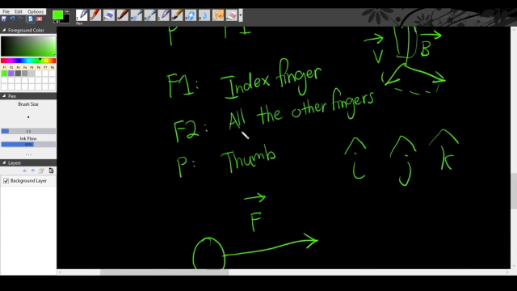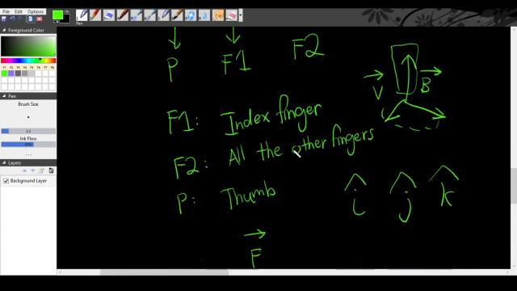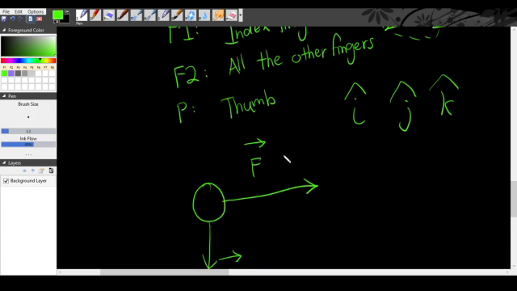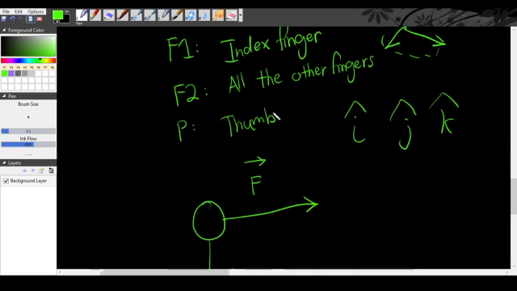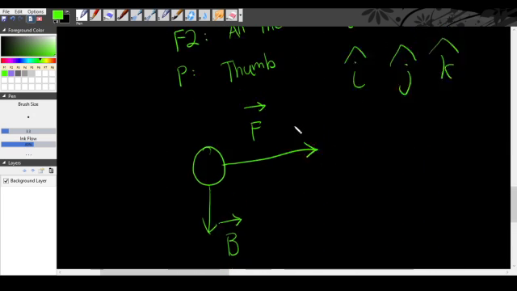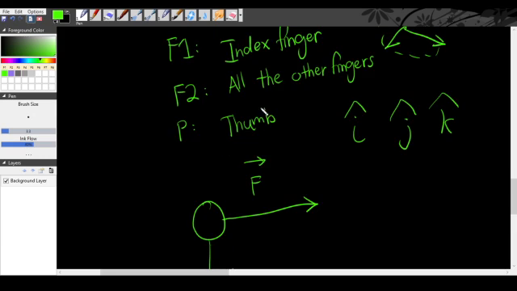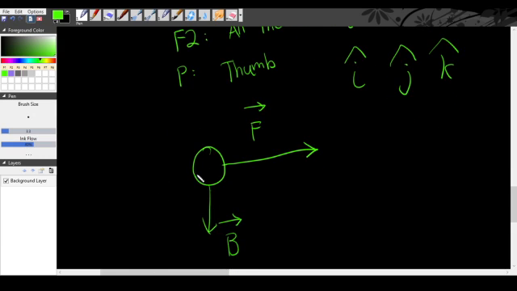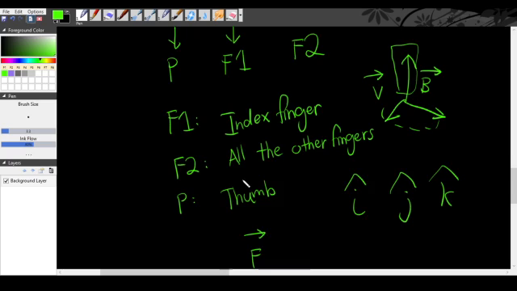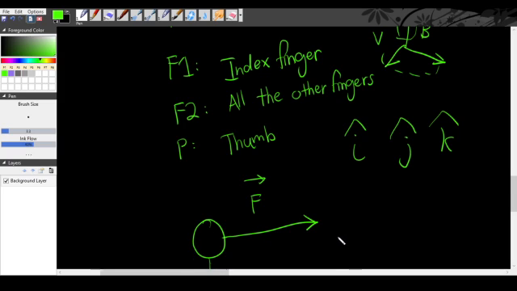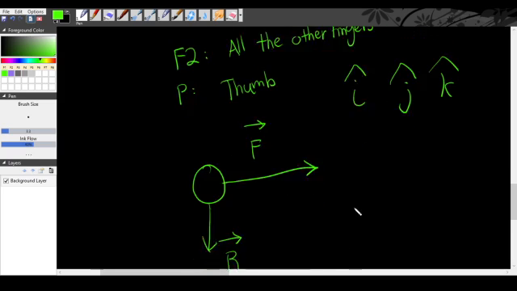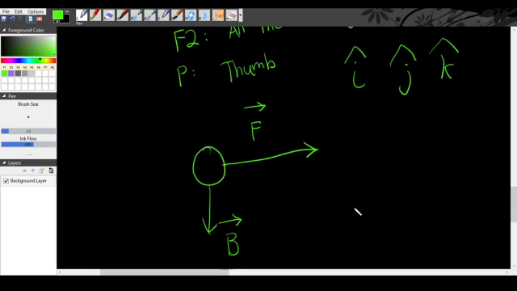So then the magnetic field in this case is F2, so it would be pointing in the direction of all my other fingers. And since the force is the product, the force would be my thumb. And then I'd have to move my hand so that all my other fingers would be pointing downwards, and my thumb would be pointing to the right. So if I do that, I would see that the object is moving into the page.